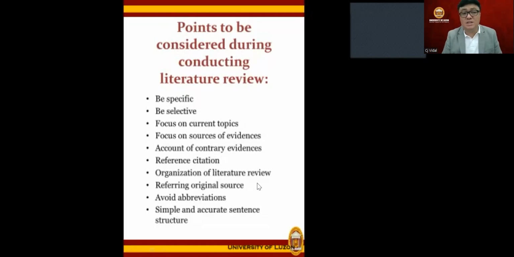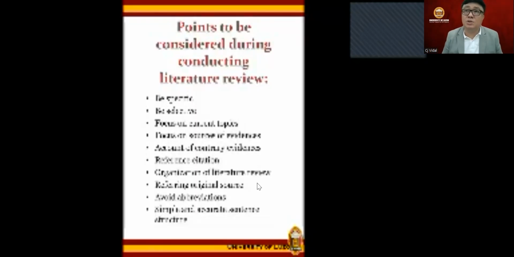And the organization of the literature review: referring to the original source. When I was starting as a young researcher, I used to do third-party citation. Now I realize, upon the advice of experts in the field, not to do much third-party citation, especially if you go for scholarly depth of the paper. What is meant by third-party citation?